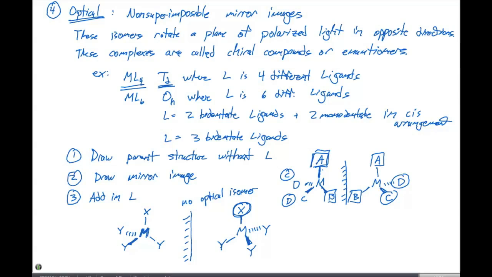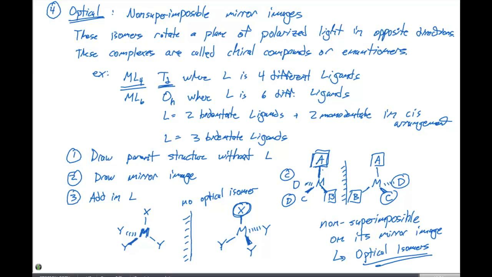So what I can say about this particular molecule is it's non-superimposable on its mirror image. And if we have a non-superimposable mirror image, that means we have optical isomers. And this fits into the first example that I gave up here, where you have an ML4 tetrahedron, where you have four different ligands. Yes, Zach?